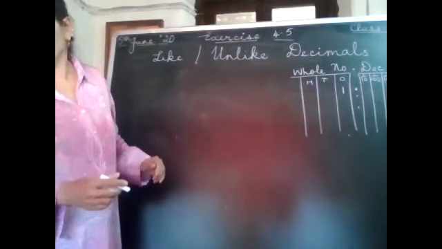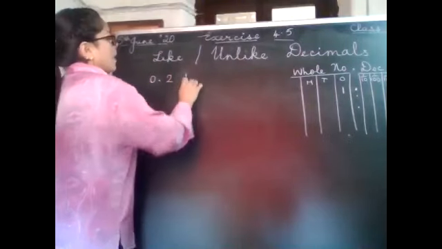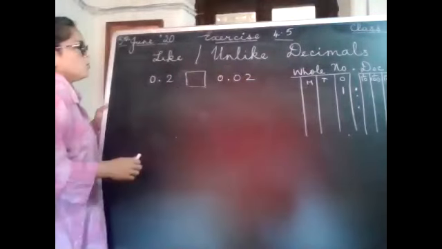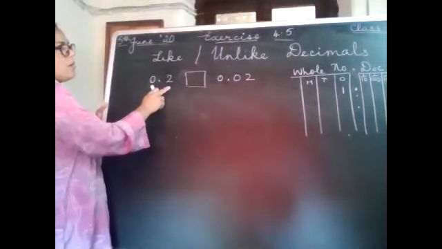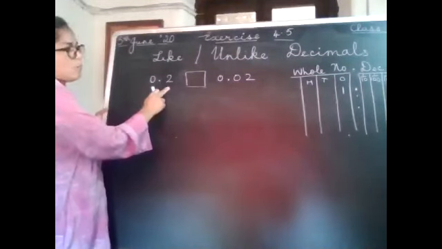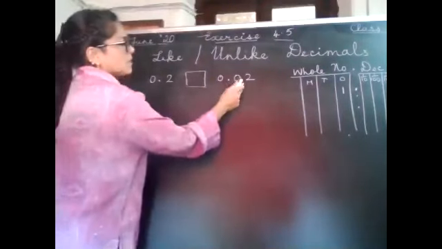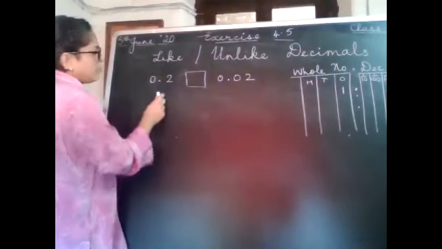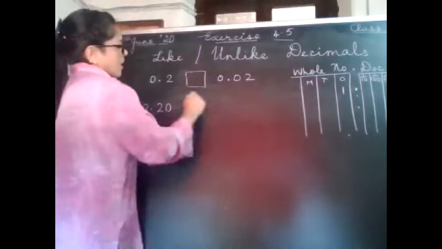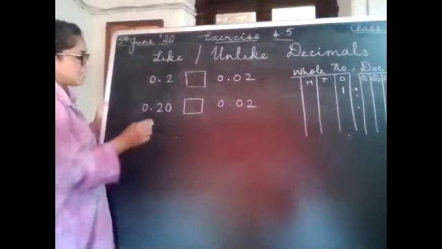Say for example, you have 0.2 and 0.02. So what is the meaning of 0.2? Now for you, this number looks small because it has only 0.2, but we have to change it into like decimals. So here there are 2 places after the point. So here also I need to make it 2 places. So it will become 0.20 and then 0.02. Now we'll check one digit at a time.